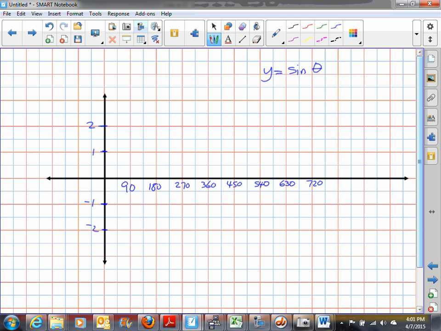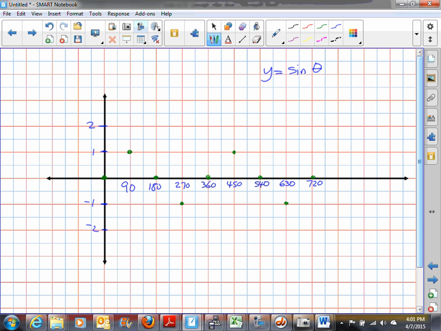Now, the sine of 0 degrees is 0, so the first point on our sine graph would be the origin of 0, 0. The sine of 90 degrees is 1. The sine of 180 degrees is 0. The sine of 270 degrees is -1. The sine of 360 degrees is 0. The sine of 450 degrees is 1. The sine of 540 degrees is 0. The sine of 630 degrees is -1. And the sine of 720 degrees is again 0.